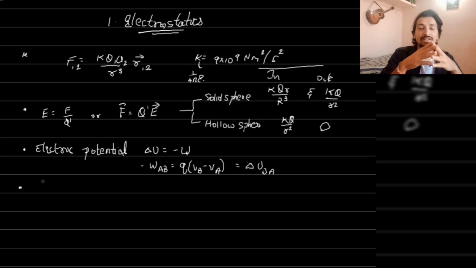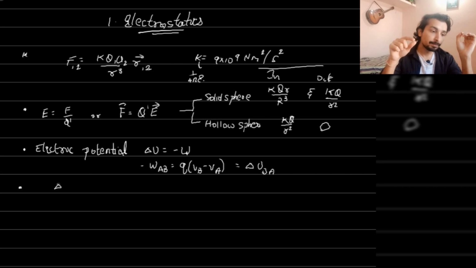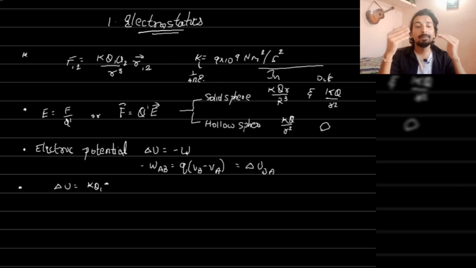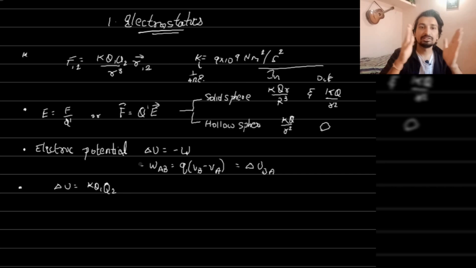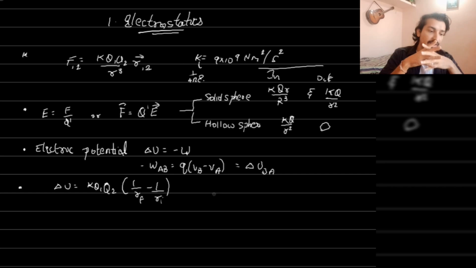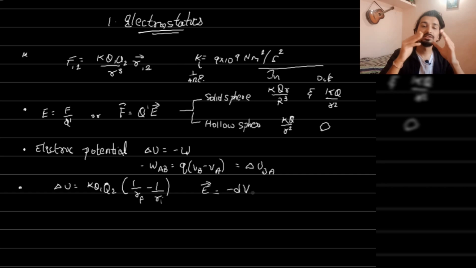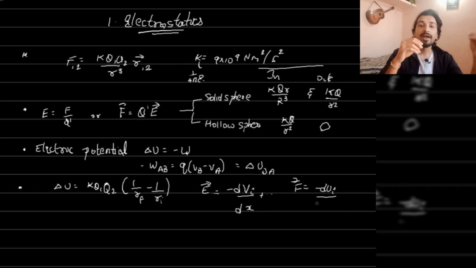Then what is potential energy? It's nothing but k q1 q2 into 1 by r final, whatever is the final distance, minus 1 by r initial. So you are changing the distance between two things. That time potential energy changes. So the change in potential energy is k q1 q2 into 1 by r final minus 1 by r initial. And electric field is the differentiation of potential. Like electric field, it involves only one charge. So the negative differentiation of potential with respect to distance gives you electric field, and if you differentiate potential energy with respect to x, you get force.